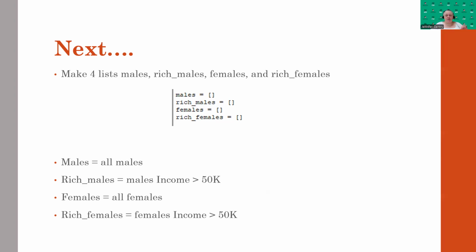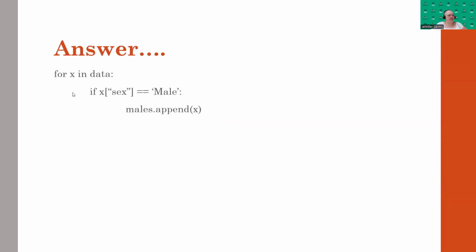Okay, so the first step is to make four different lists: a list of the males, a list of the females, a list of the rich males, and a list of the rich females. We're going to go through that list of data and sort them into male, female, rich male, rich female. We do that with for X in data, going through the rows one by one. If X, which is the row, sent the dictionary of sex, is equal, because it's a comparison, to male, I'm going to append the row to males.